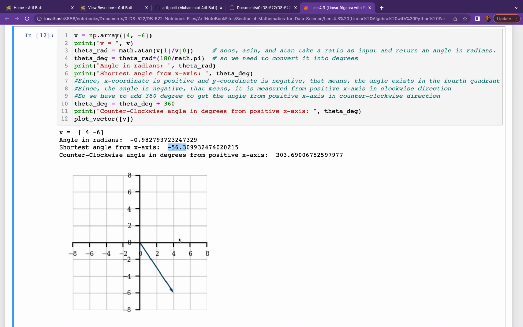My dear students, please do the math. You should have a very clear understanding that the arctan method of the math module returns the angle in radians, which we need to convert into degrees, and then we need to ensure that this arctan method is returning us the shortest angle from the x-axis, and we need to check whether we need to make some addition or subtraction to this angle.